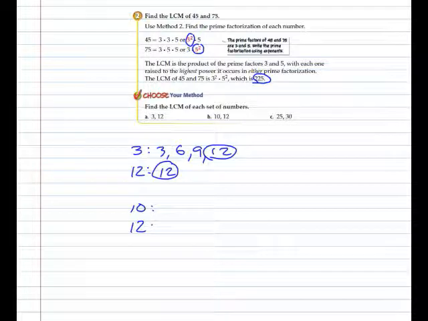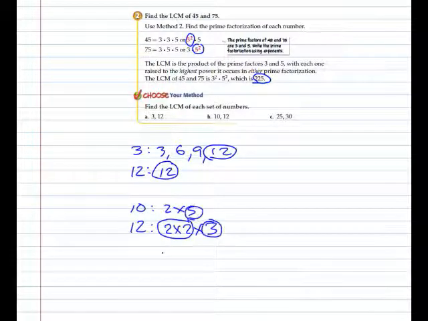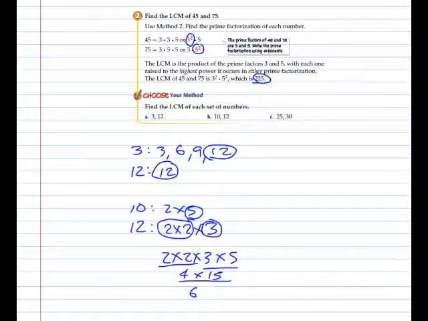We'll do prime factorization for 10 and 12. 10 is 2 times 5. 12 is 2 times 2 times 3. So we're going to use 2 2's, a 3, and a 5. 2 times 2 times 3 times 5, which is 4 times 15, which is 60.